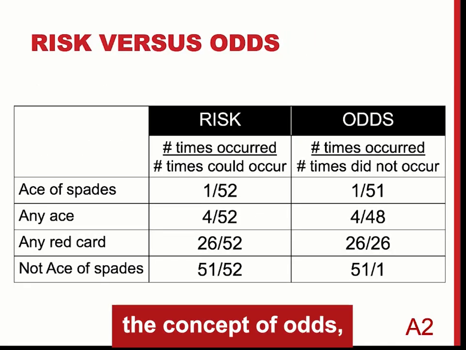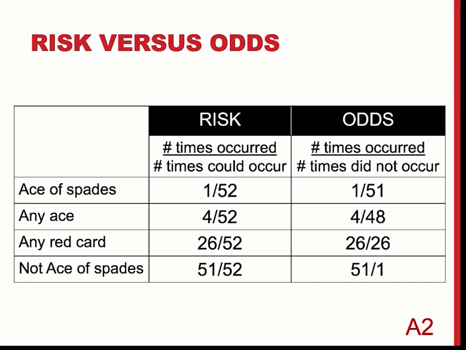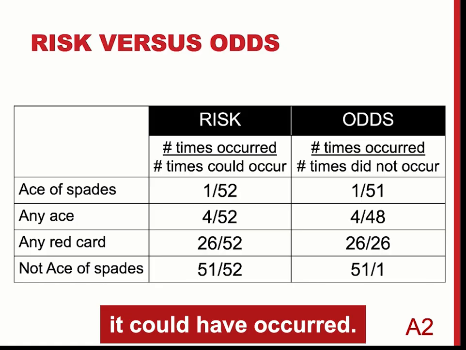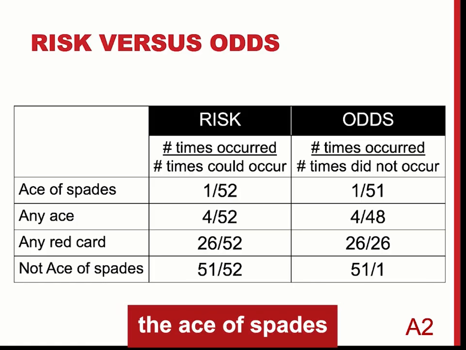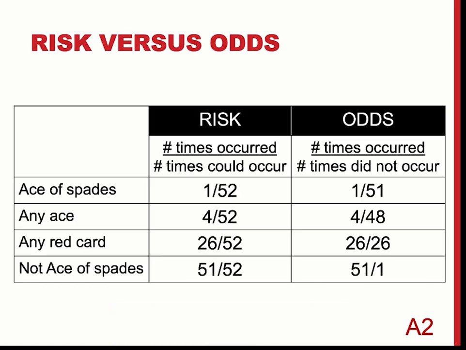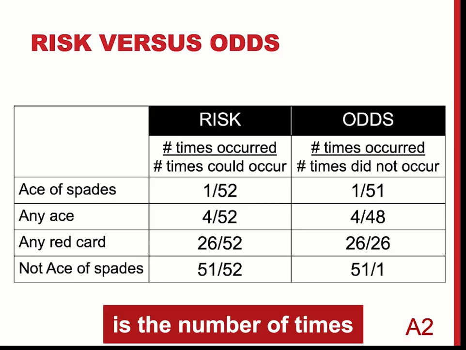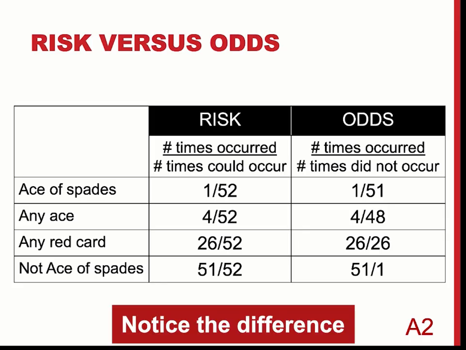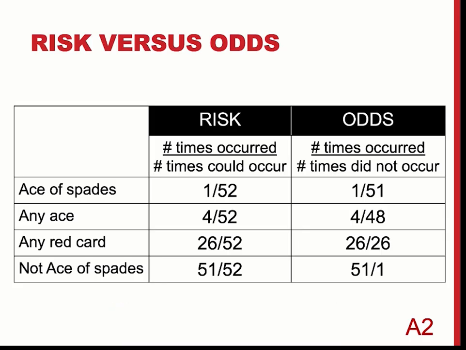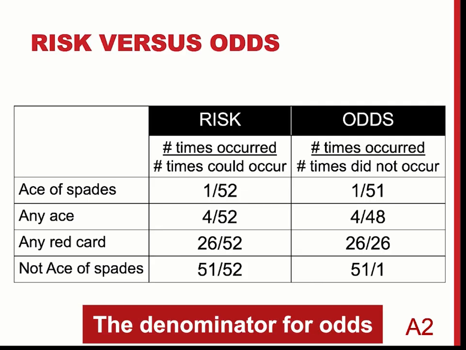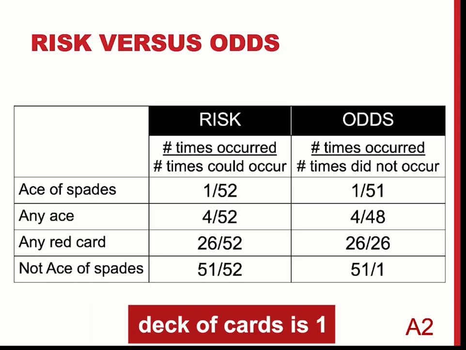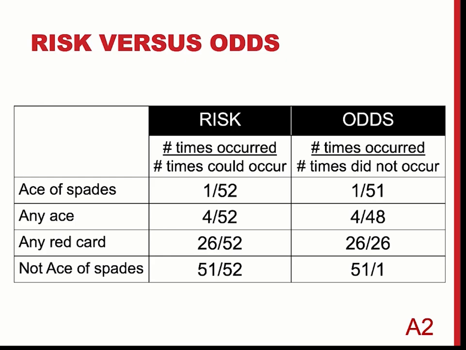To understand the concept of odds, it is helpful to compare it to risk. A risk is the number of times an event occurred divided by the number of times it could have occurred. For example, the risk of drawing the ace of spades from a deck of cards is 1 out of 52. And odds is the number of times an event occurred divided by the number of times it did not occur. Notice the difference in the denominator for risk and odds. The denominator for risk is the number of times an event could have occurred. The denominator for odds is the number of times an event did not occur. The odds of drawing the ace of spades from a deck of cards is 1 out of 51.